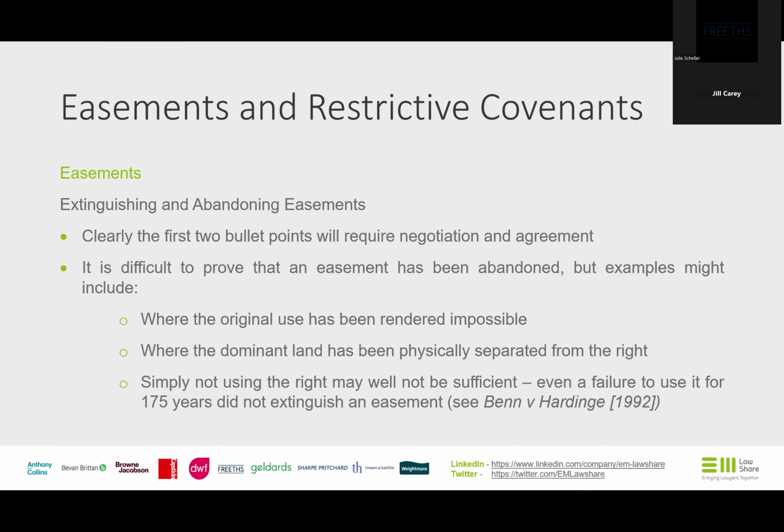It's very, very difficult. The courts lean against taking rights away from people, but you might be able to do it in circumstances where the original use is physically impossible or the dominant land has physically been separated from the right. So, for example, a structure with rights to light has been demolished. But it's important to note that just not using it may well not be enough. And in that case, on the slide there, even 175 years of not using it was not enough.